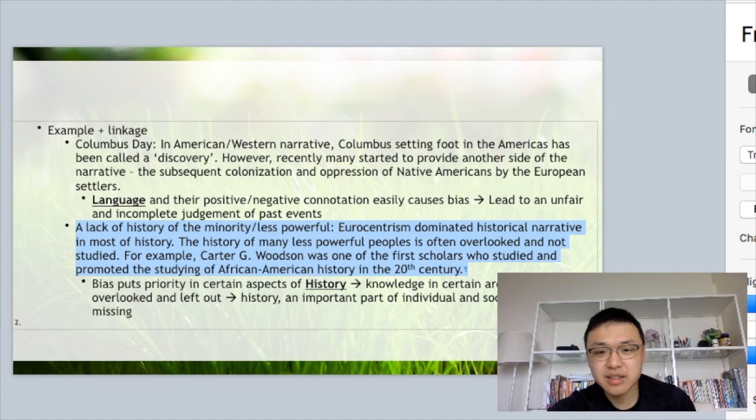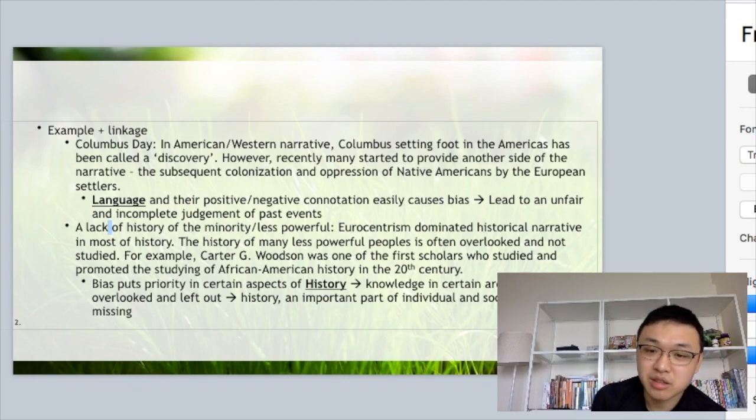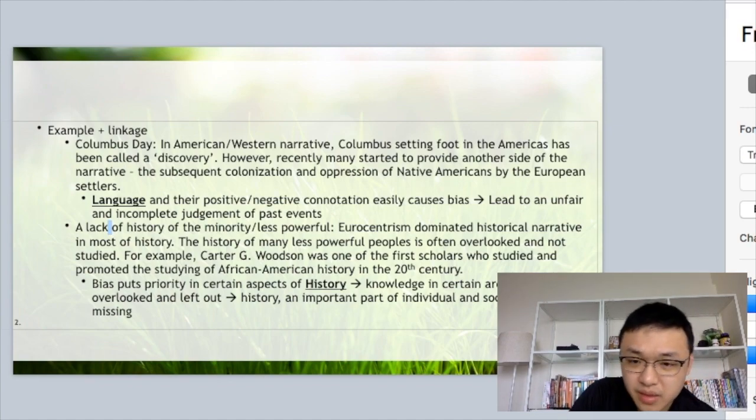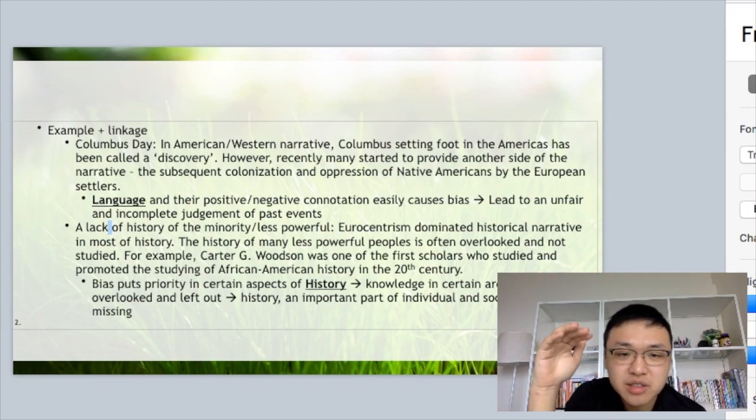In fact, this happens a lot in history, right? There is a lack of history from the minority, the less powerful, right? The country that wins the war normally determines the narrative, right? For example, in the case of Columbus Day, Europeans won the war against Native Americans, and eventually they occupied the entire North America, right? So that's why Europeans dominated the historical narrative.